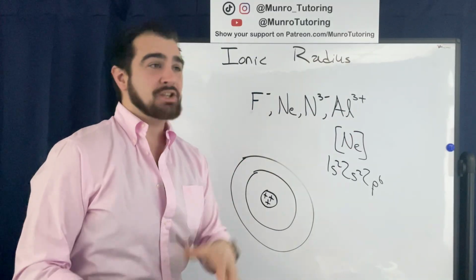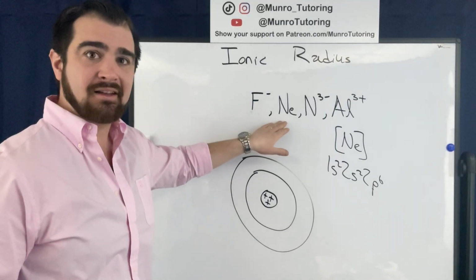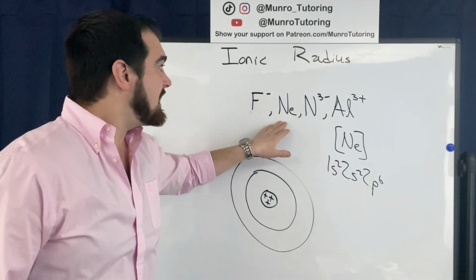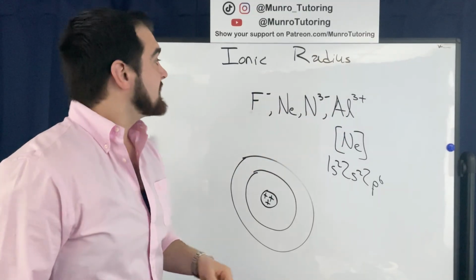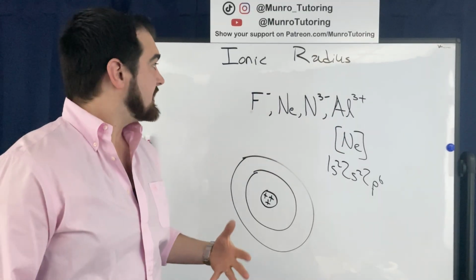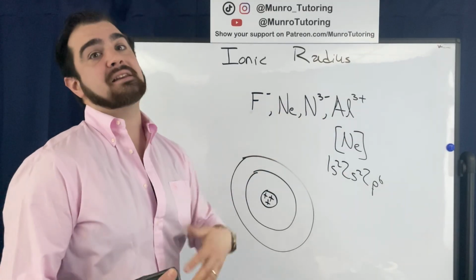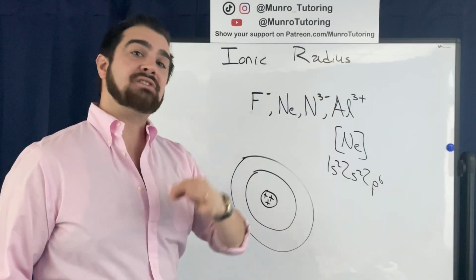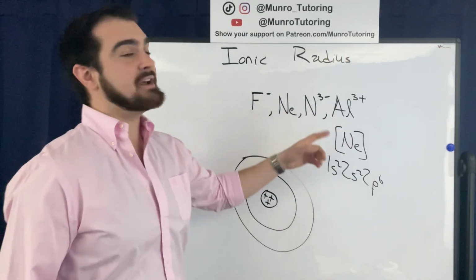All right, guys? So if we take a look at this, they all have the electron configuration of neon. That's going to be our reference point. And we know that the aluminum ion is going to be smaller. And then neon is the neutral one. And then fluoride only has a single negative charge. And then the nitride has a -3. So going from smallest to largest, we have the aluminum, then the neon, then the fluoride, and then the nitride.